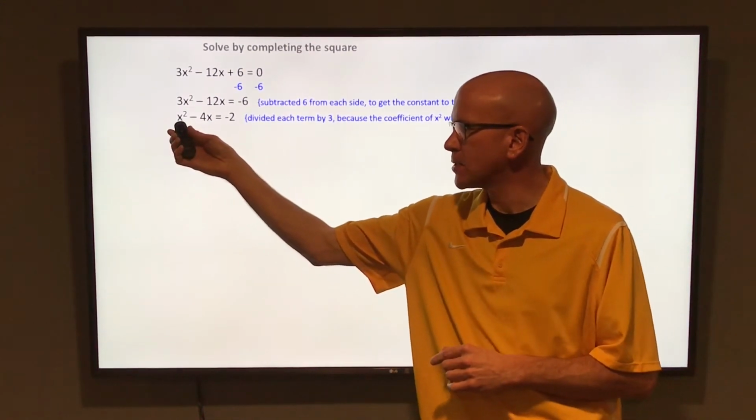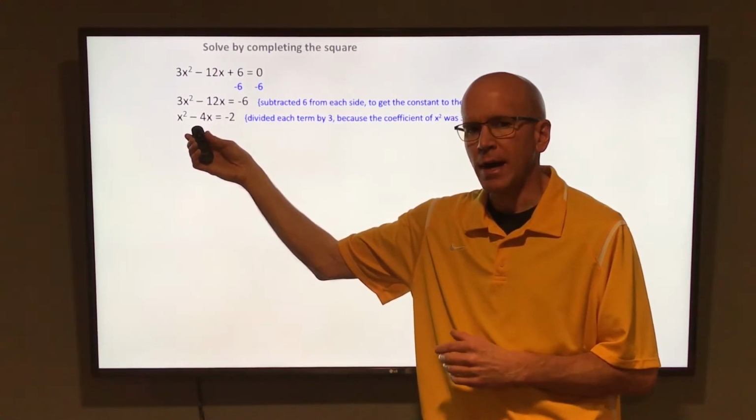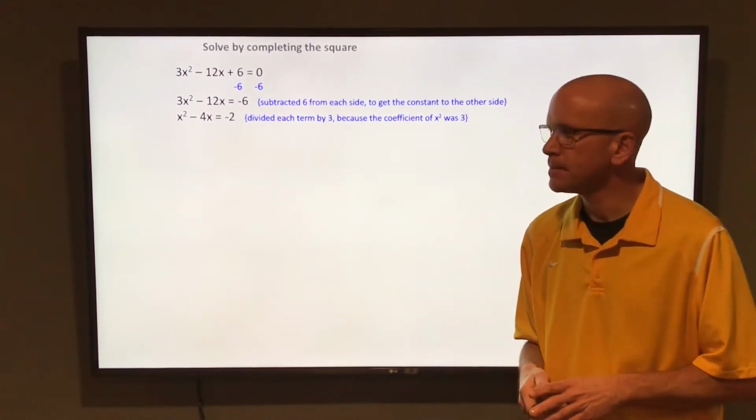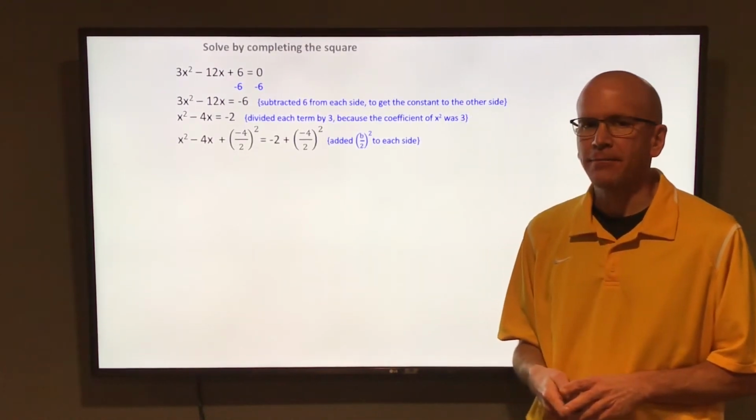So what that means is on the left side, we're going to take half of the coefficient of x. So half of negative 4, that is negative 2. If you square that, that's going to be 4. We're going to be adding 4 on to both sides.